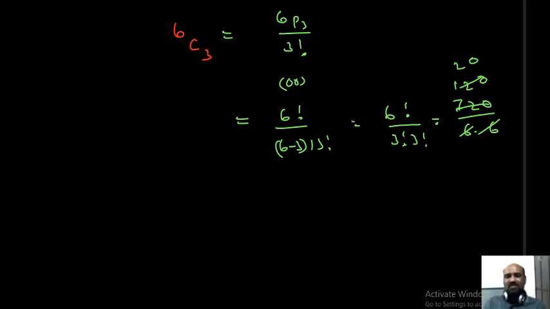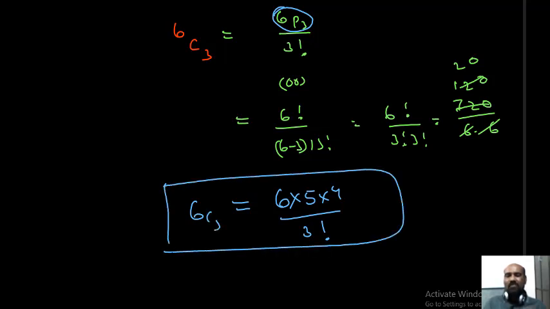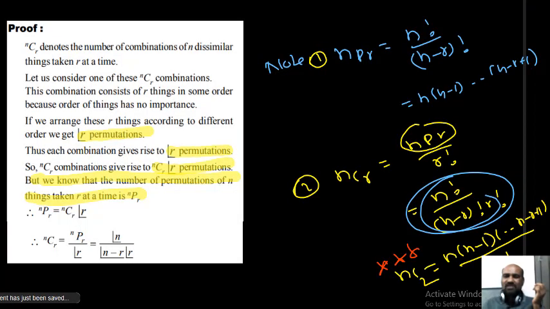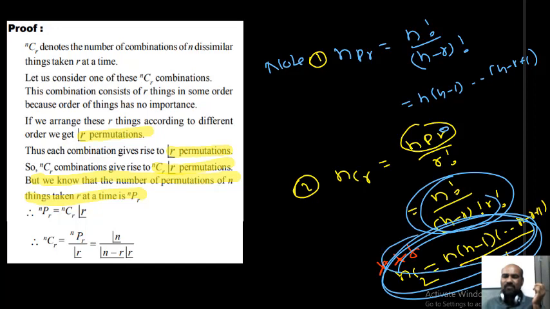So the last formula is very important. 6P3 means 6 should be reduced 3 times: 6 into 5 into 4 by 3 factorial. This is important. To find the value of combinations, instead of using the other formulas, we will use this one.